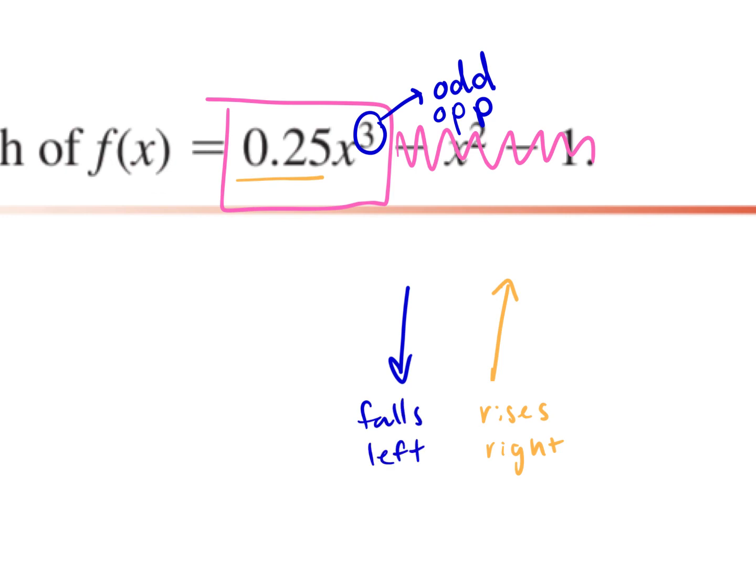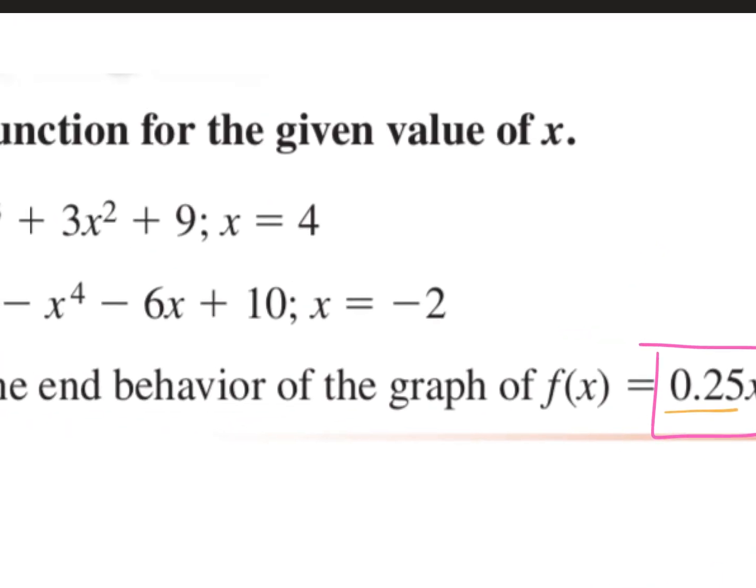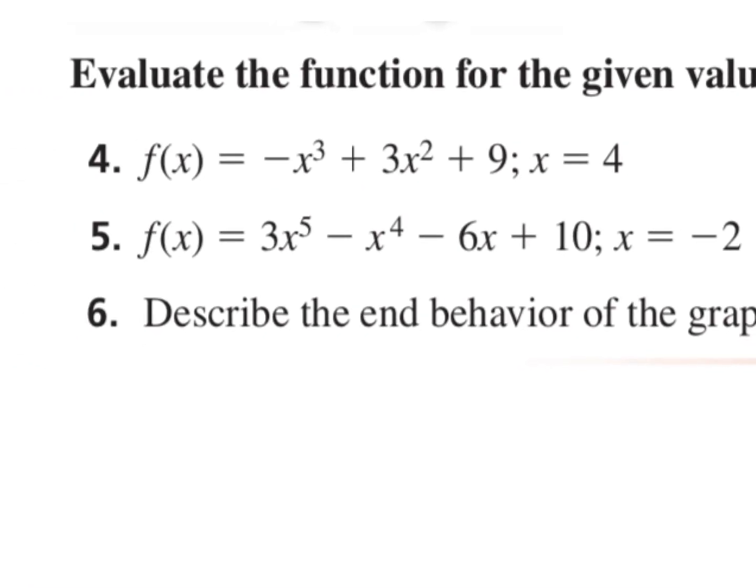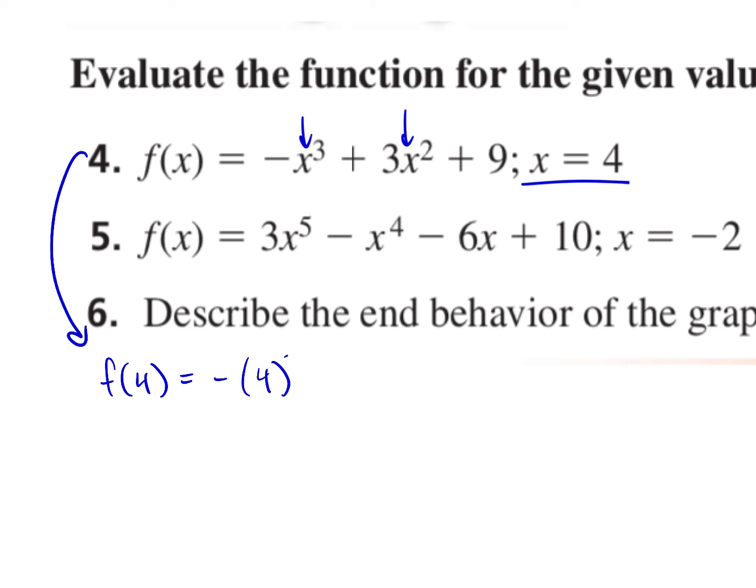All right, let's do one more. We're going to do number 4. So for 4 we just have to evaluate. And it says when x is equal to 4. So what do I need to do? Plug in 4 into all of the x's. So I have f of 4 is equal to negative 4 to the third power plus 3 times 4 squared plus 9.